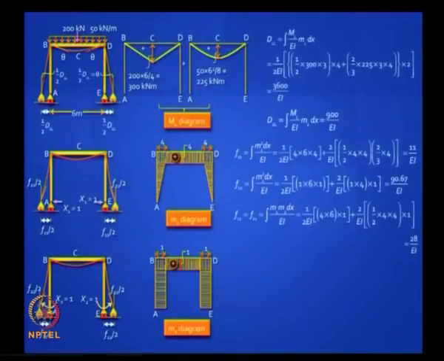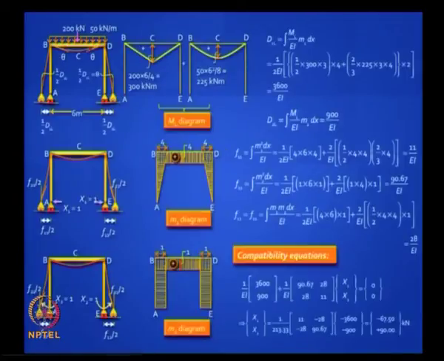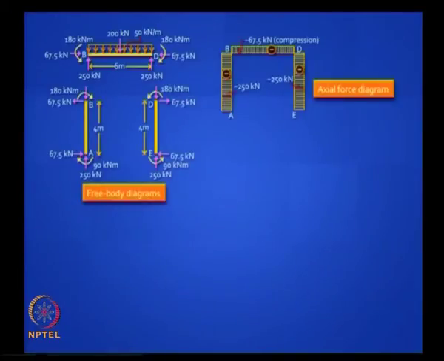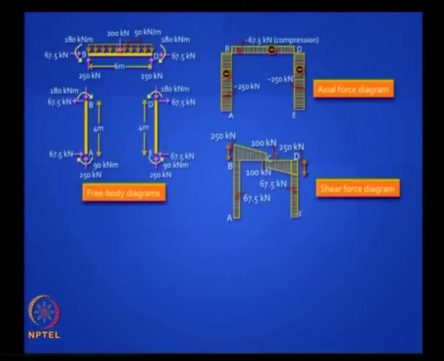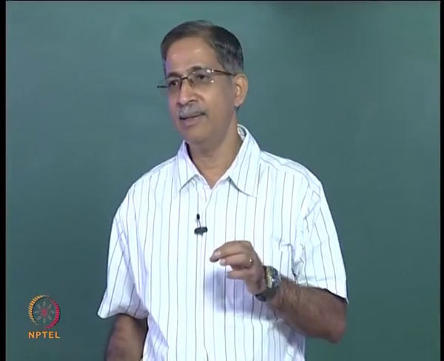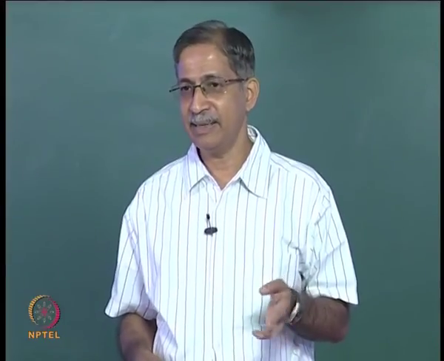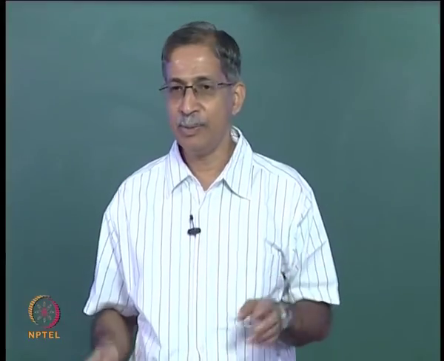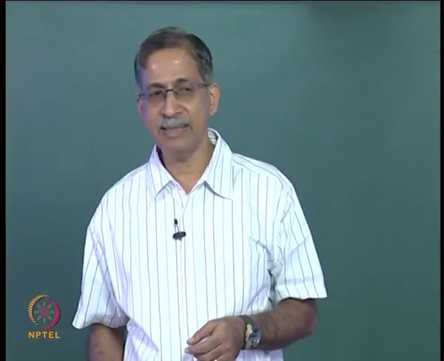Okay. So, we have done this earlier, so the method is straightforward. Write down your compatibility equations, solve for x1 and x2, draw your free bodies, draw the axial force diagram, the shear force diagram, and bending moment diagram. We will later do the same problem by displacement method, and I will show you it is much easier. You can do it in a couple of minutes and get the bending moment diagram directly. This is what the deflected shape looks like. So, we will stop here, we will take this up in the next class. Thank you.